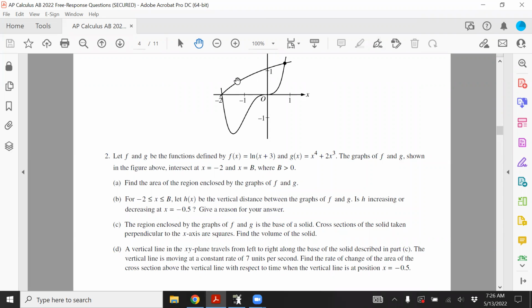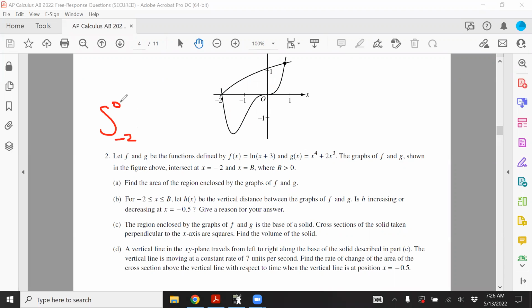Cross sections are square. So you basically have a square like this. So that's one side of the square that's on the page, and then you have 3 sides jumping out of the page. And you have a bunch of squares from left to right, right? So you're forming this interesting solid here. And find the volume. So remember, we talked about this many times. You just integrate from your far left to the far right.